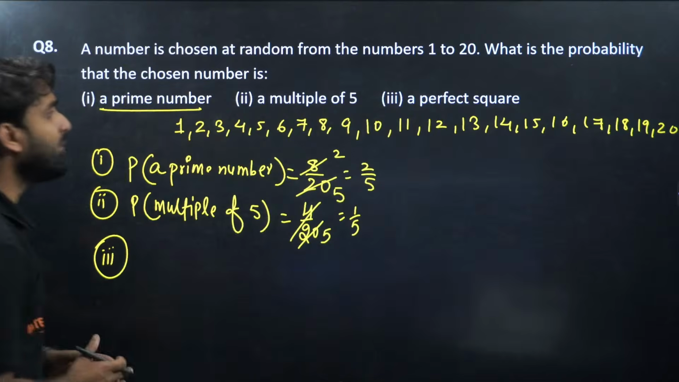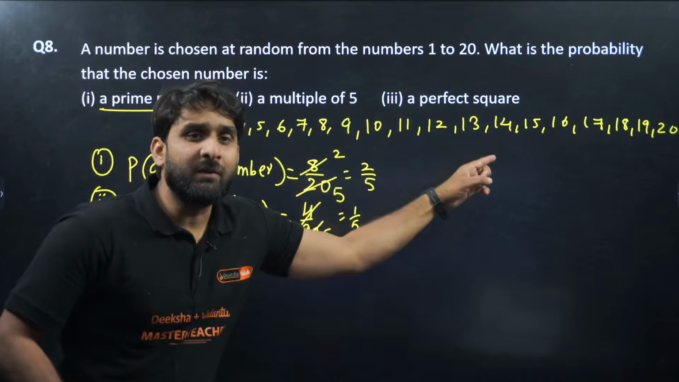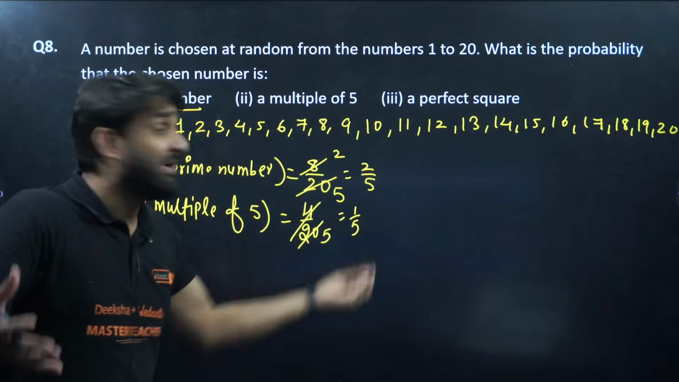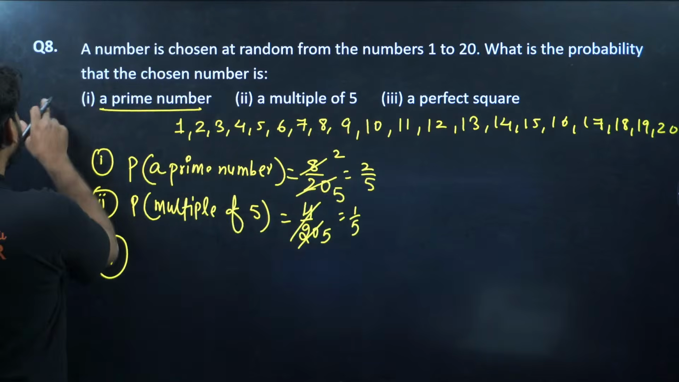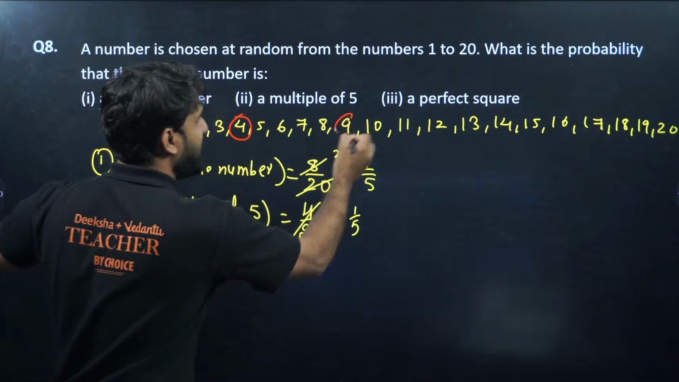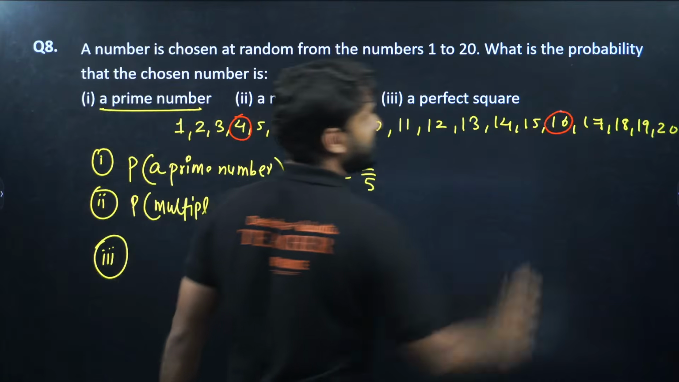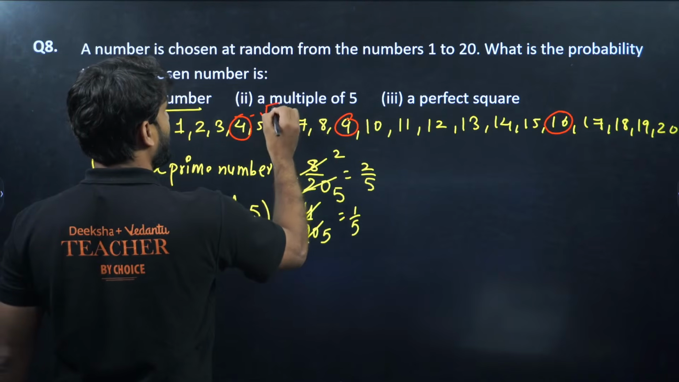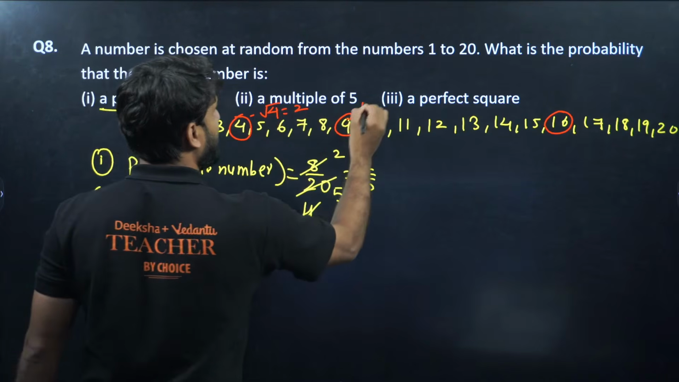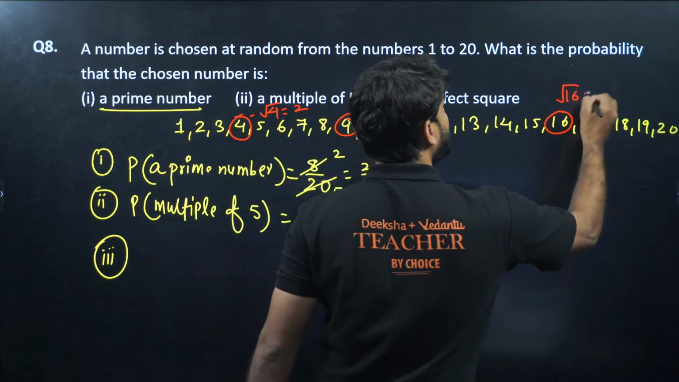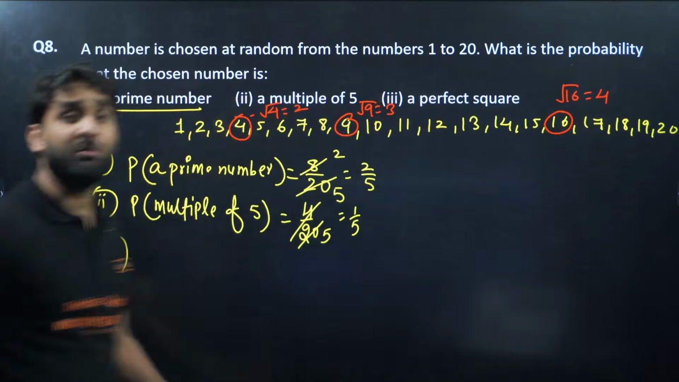Okay. So this is the bunch of numbers. If you are picking a number randomly, what is the probability of getting a perfect square? Do you know perfect square? These are the perfect squares. 4 is called a perfect square. 9 is a perfect square. 16 is a perfect square. Because their root is possible. Root 4 is equal to 2. Root 9 is equal to 3. Root 16 is equal to 4. Such numbers are called perfect squares.